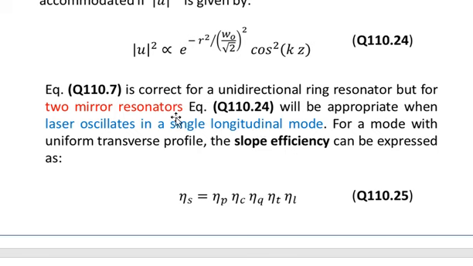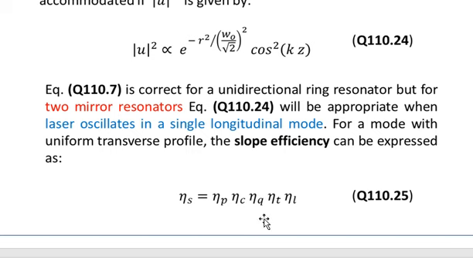And for a two mirror resonator, the expression that we should use is this expression, because in this way we can accommodate the standing wave characteristics of the single longitudinal mode also by using this expression of absolute square of u. For a mode with uniform transverse profile, the slope efficiency can be expressed as. So you see that this is the case of a single longitudinal mode, but we are using here the uniform transverse profile of the pumping.